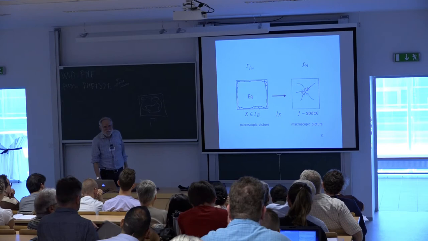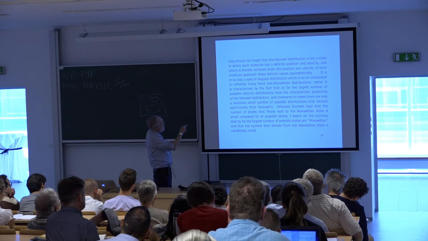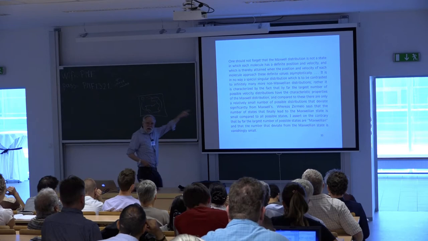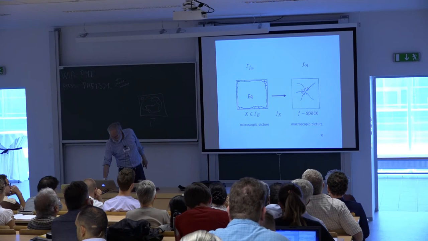Rather, it is characterized by the fact that by far the largest number of possible velocity distributions, which means phase points, have the characteristic properties of the Maxwell distribution. By far the largest number of phase points gives rise to Maxwellian velocity distributions. He's saying this is big. It certainly corresponds to Maxwellian velocity distributions.